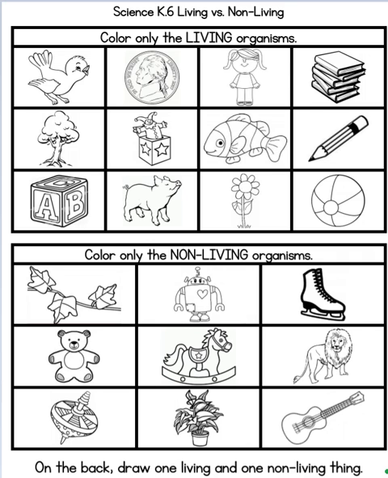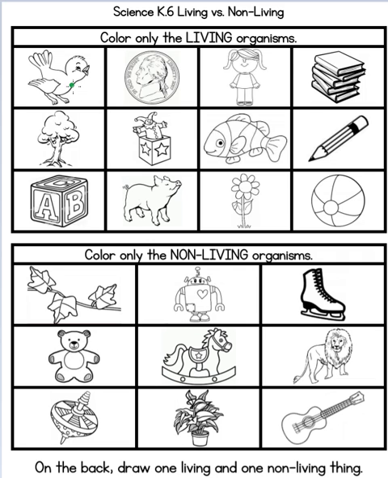So at the top, you're going to color only the living organisms. At the bottom, you're going to color the non-living organisms. And when you're finished with that, you can play this video and see if you got them correct. I'm going to start at the top where it says to color only the living organisms. Since I'm on my computer, I'm not going to color the pictures in, I'm just going to circle them. It's up to you if you want to color or circle. But I'm going to circle at the top the living organisms.